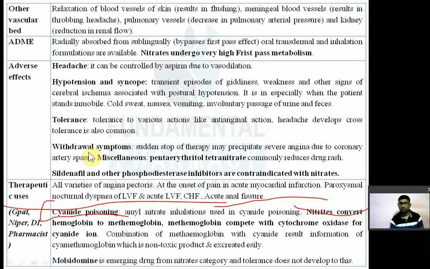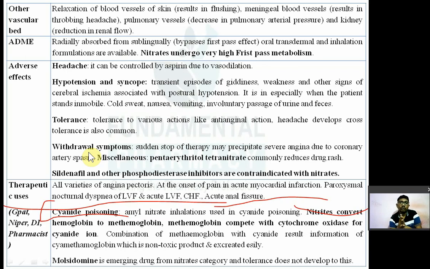The cyanomethemoglobin that is formed inhibits the cytochrome oxidase of the cell and stops cellular respiration. There will be no oxidation of anything in your cell, and obviously the cell will die. So what does cyanide do? When it enters your body, it combines with hemoglobin and converts it into cyanomethemoglobin, which inhibits the cytochrome oxidase enzyme, so your cell is not able to do respiration, and the cell will die.